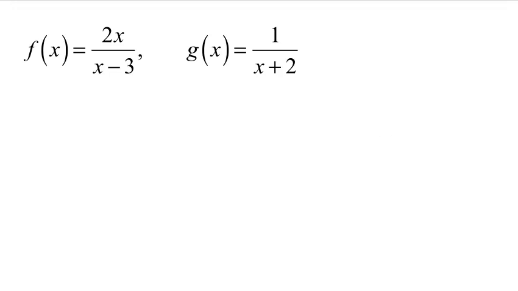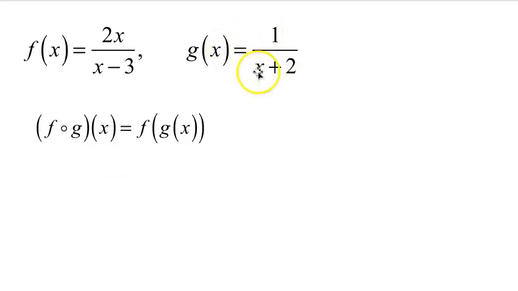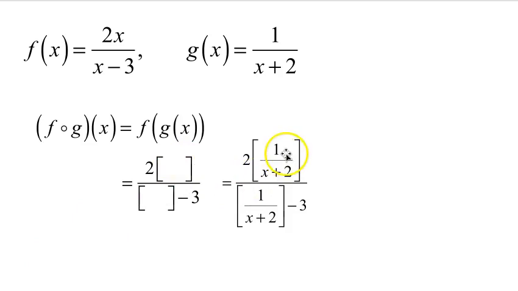What shall we do next? We're going to look at f circle g of x, which is f of g of x. So this time I'm going to place 1 over x plus 2 into my f function. But what does f do? 2 times the input over the input minus 3. So it'll be 2 times g of x over g of x minus 3. Notice there's your g of x. 2 times 1 over x plus 2, over 1 over x plus 2 minus 3.